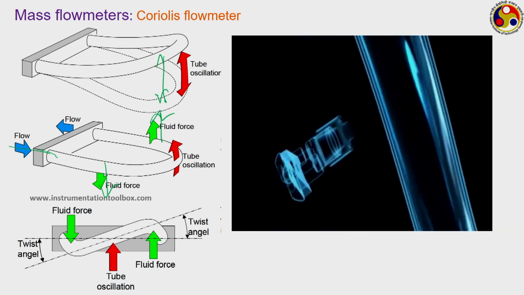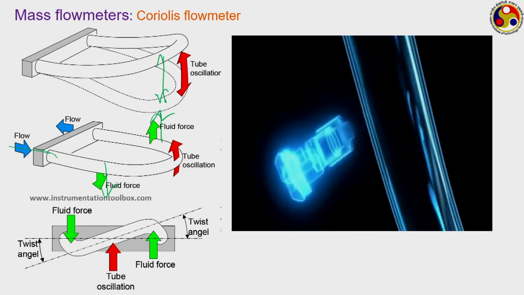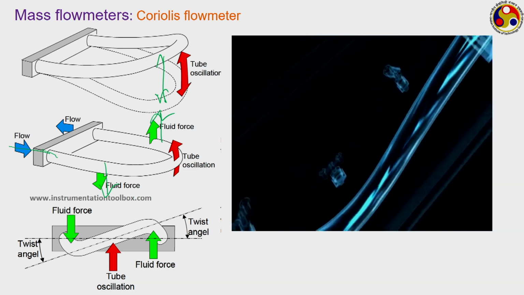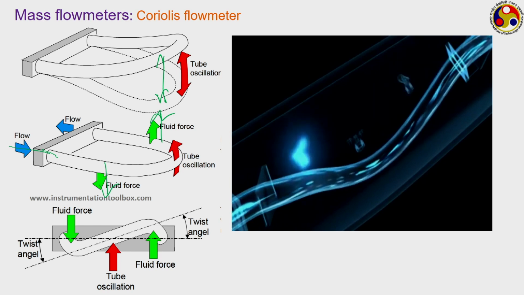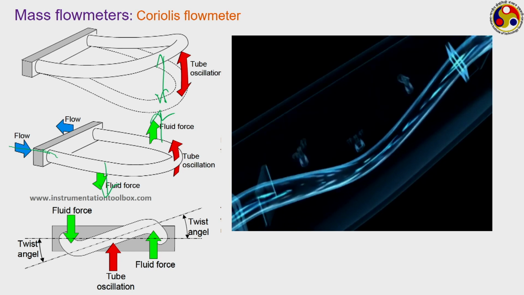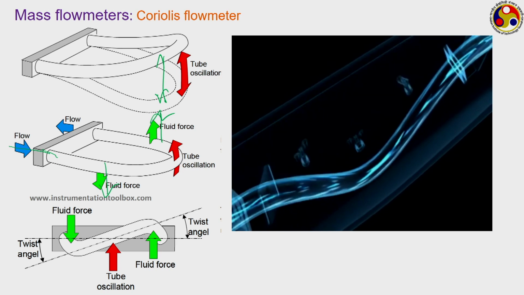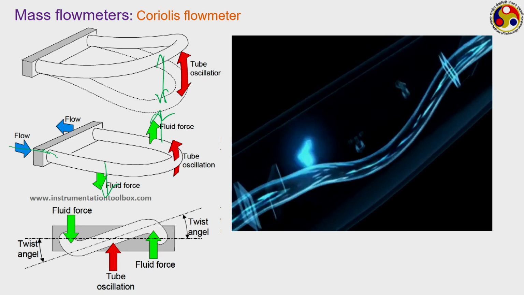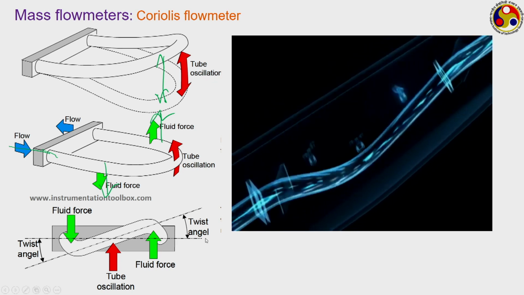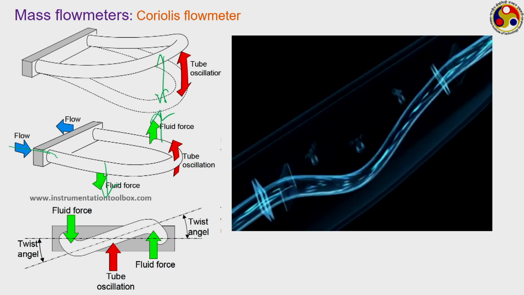So this is the detector which continuously detects the distance of the tube from its location, or the variation of the distance of the tube from its initial location. As we combine the measurement from both the detectors, we can get an idea about the corresponding twist angle. As the flow velocity increases, the magnitude of twist also keeps on increasing.